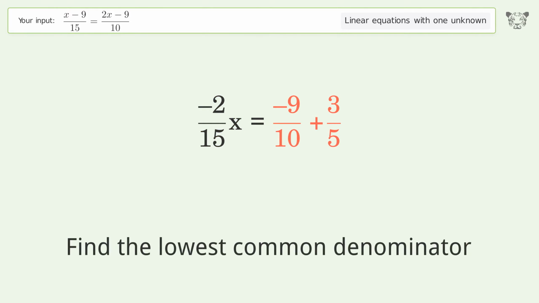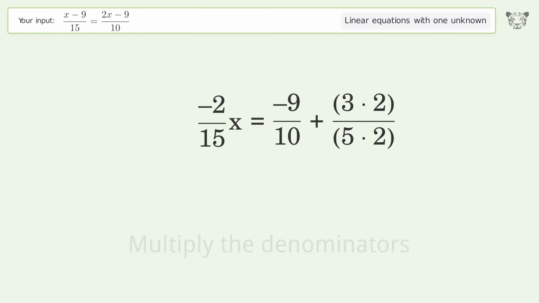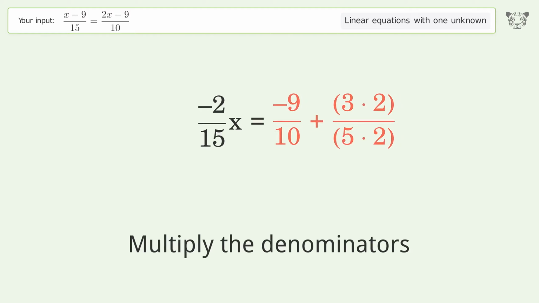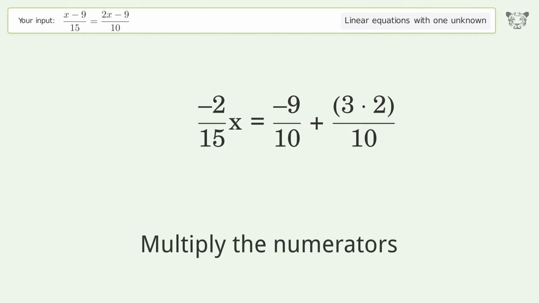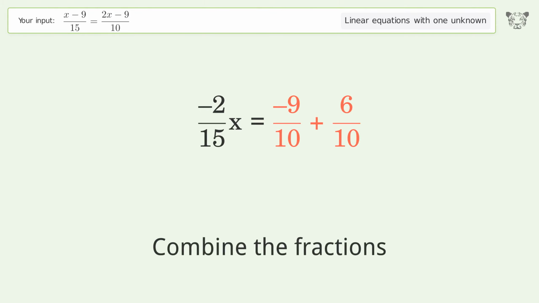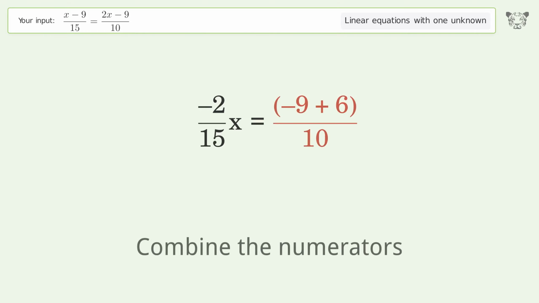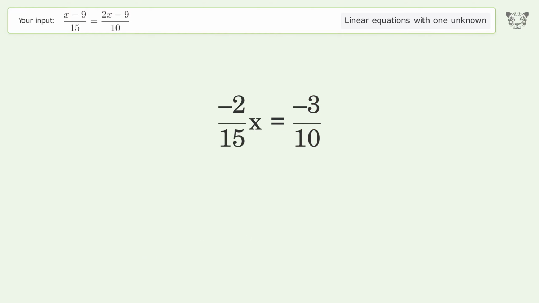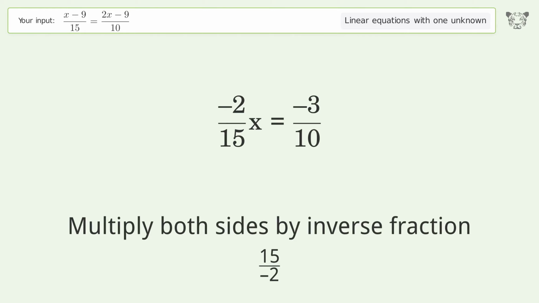Find the lowest common denominator. Multiply the denominators. Multiply the numerators. Combine the fractions. Combine the numerators. Isolate the x. Multiply both sides by inverse fraction 15/2.